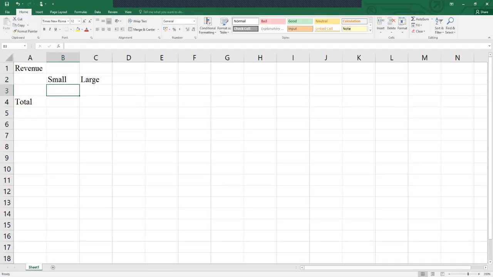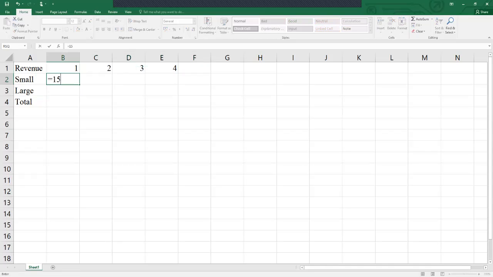For the small house, I can have here year 1. Let me put small here, and then large here. Then year 1, year 2, year 3, and year 4. Therefore, in year 1, the revenue we receive from the sale of small houses, we've been told that the small houses we sold in year 1 are 15 units.